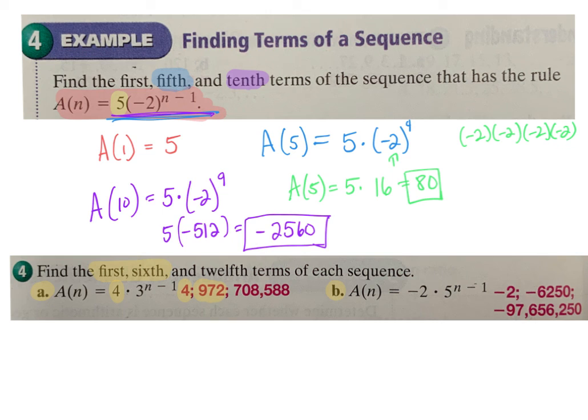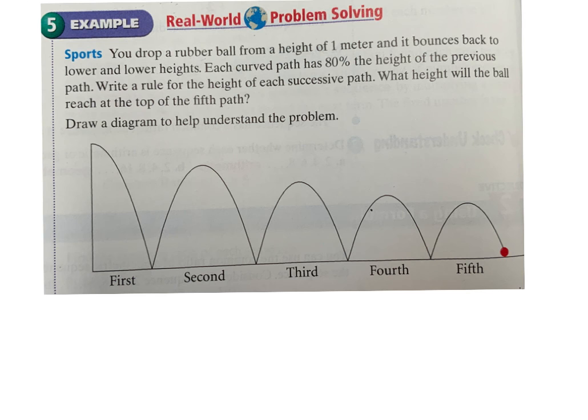For B, your first term was given to you. Negative 2 is your first term. And then you would have said negative 2 times 5 to the 5th power, which would give you negative 6,250.